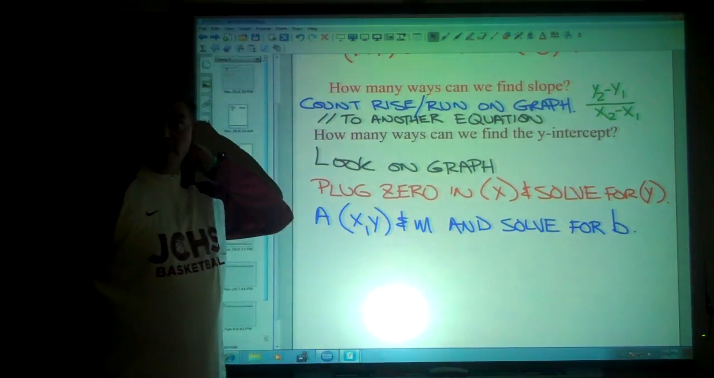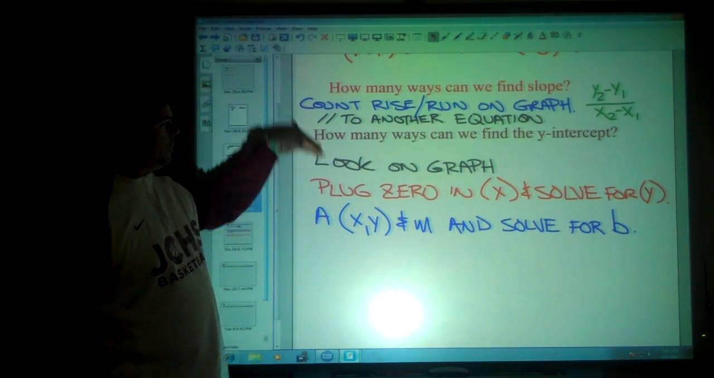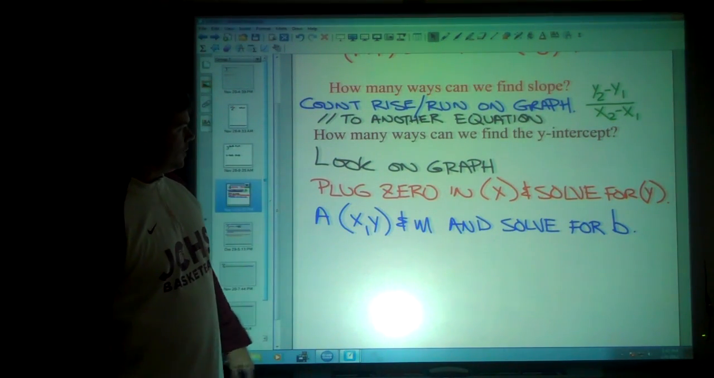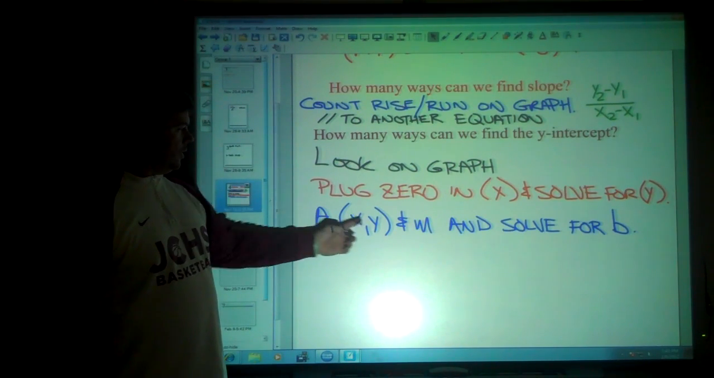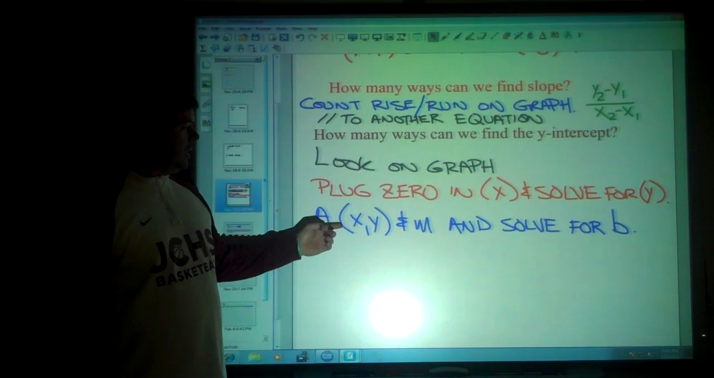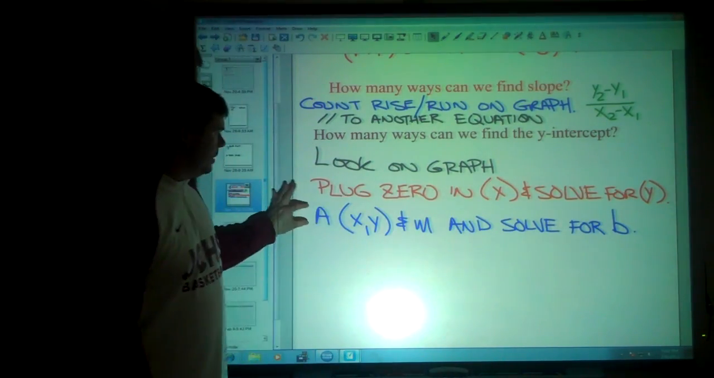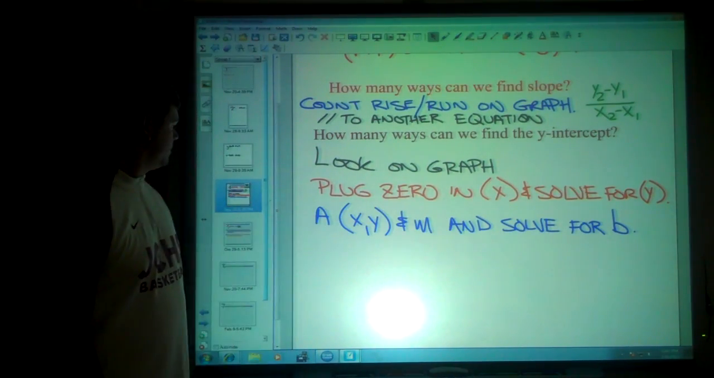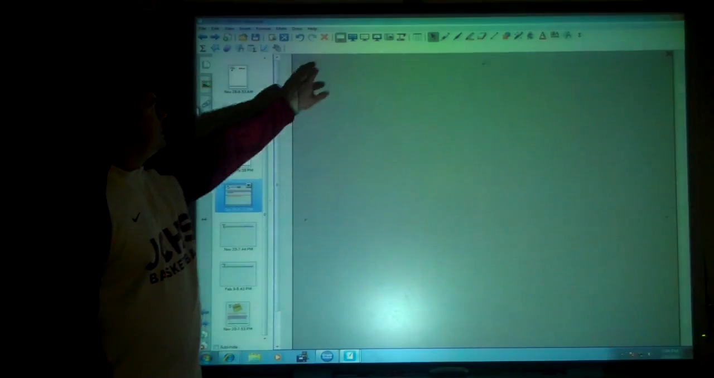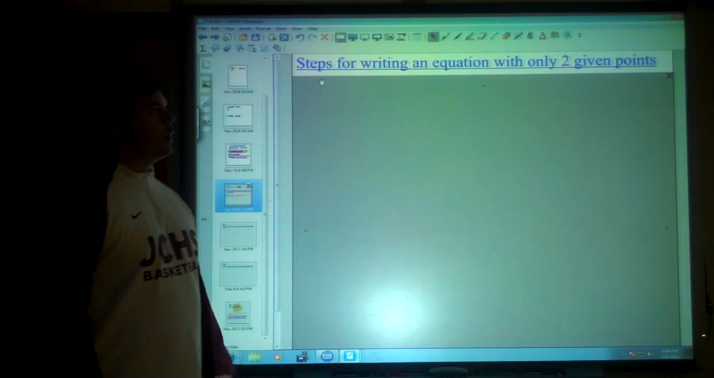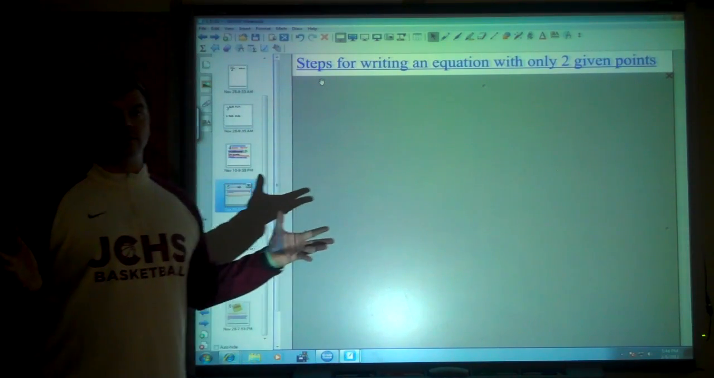So we actually have a number of methods for solving both the slope and the y-intercept. Look at a graph, plug 0 in and solve for y, or you could plug the coordinates into y equals mx plus b and then solve for b, which is what we've been practicing the past couple nights. All right? So now I'm going to present you with some new scenarios. So here's our new scenario. The steps for writing an equation, now that all you have are two given points.